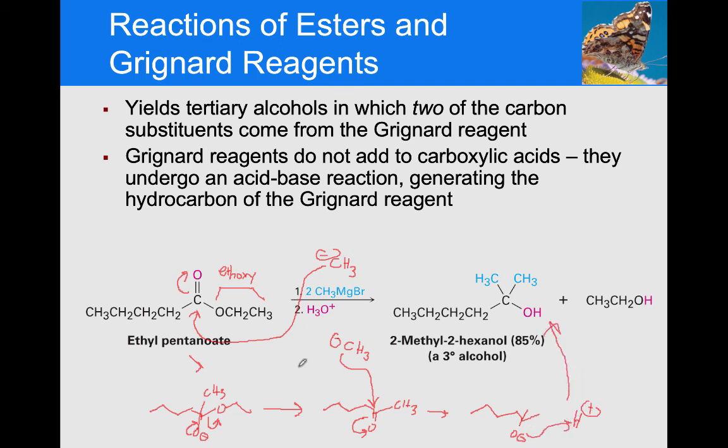One of the things that's confusing is that even once students recognize that this is a Grignard reagent, one of the questions students have is, well, what's happening with this H3O plus? Why is H3O plus the second step? And that second step is for the protonation of the alkoxide.